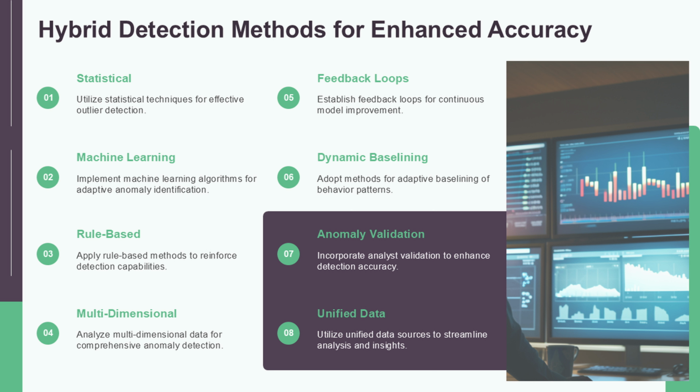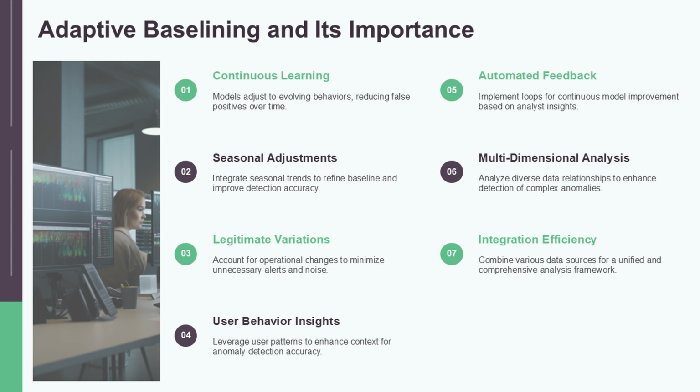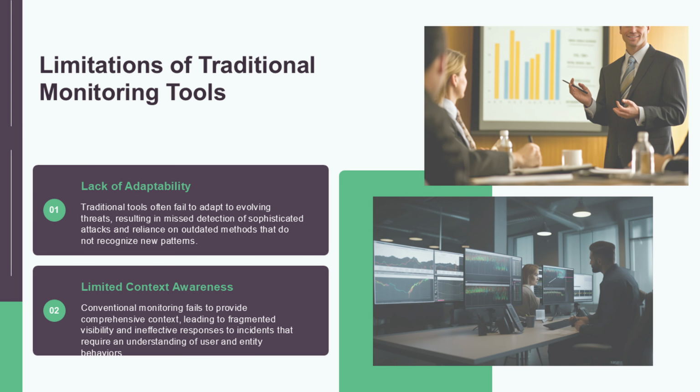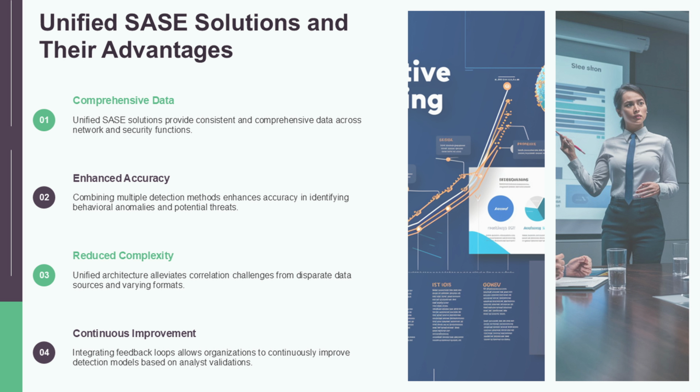For effective implementation, security experts recommend adopting hybrid detection methods that combine statistical, machine learning, and rule-based approaches to enhance accuracy. Adaptive baselining is particularly crucial as it establishes baselines that continuously evolve to account for legitimate variations in behavior patterns like seasonal trends or operational changes, minimizing false positives while maintaining detection capabilities.